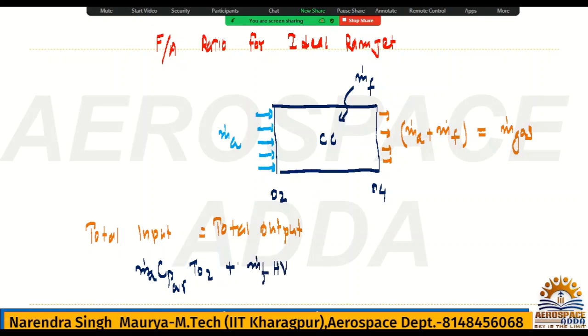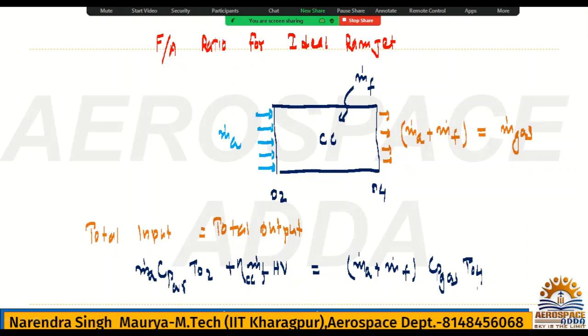If the combustion chamber efficiency is given to you, you multiply by eta cc, that is the combustion chamber efficiency, is equal to the exit, m gas. M gas is nothing but m dot a plus m dot f, into Cp of gas, into station 4, the exit is station 4, so T04. In the turbojet also I had explained this, so no need to explain again. You go and watch previous videos, so you will get that. What is the HV? HV is the heat value.